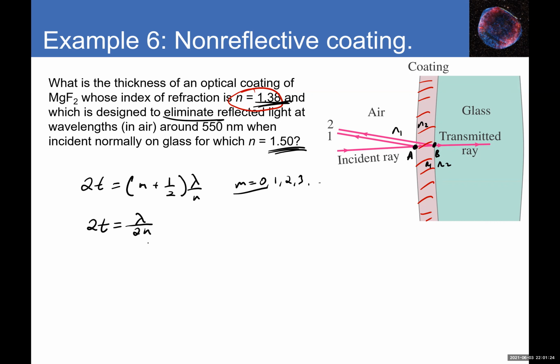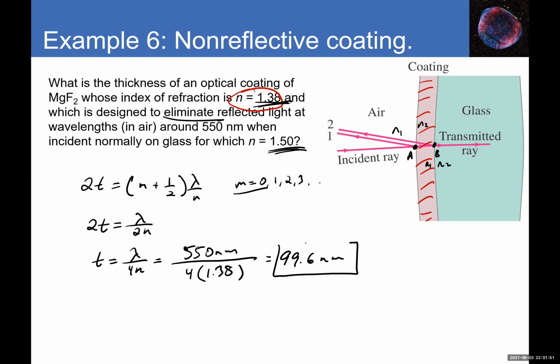Then using this, we can then calculate for this specific t, right? So then t equals lambda over 4n. So then lambda here is 550 nanometers divided by 4 times 1.38. And then we calculate this, we should get then 99.6 nanometers. And that will be the answer for this.